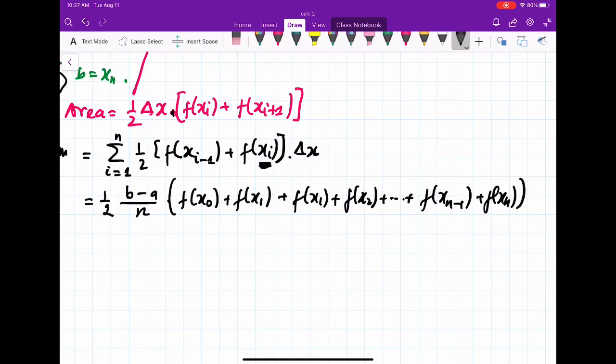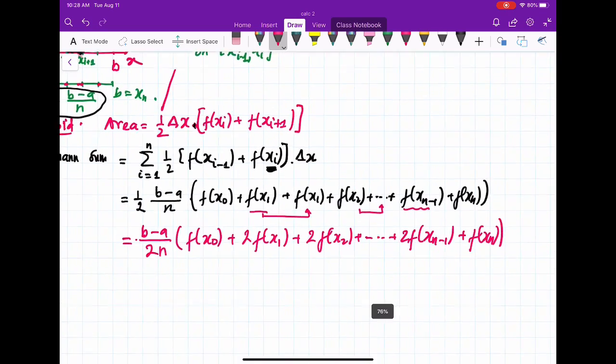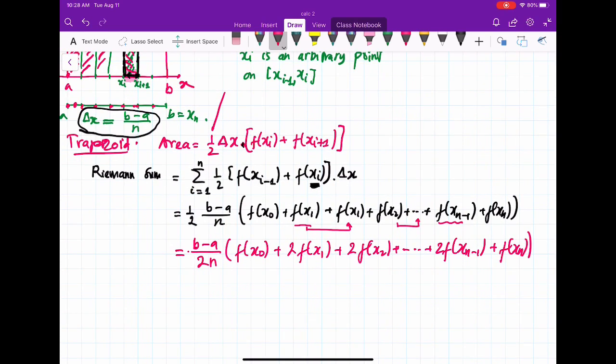So each time when you start from x1, you have 2 times f of x1, and then you have f of x2 plus f of x2 right here, and so on. Overall, I have (b minus a) over 2n times f of x0 plus 2 times f of x1 plus 2 times f of x2 and so on, plus 2 times f of x(n minus 1) plus f of xn, right? And this is the Riemann sum if we use trapezoids.